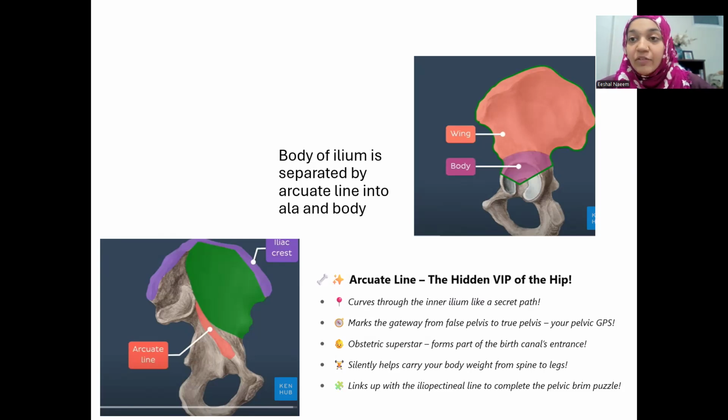So to understand if the woman can have a C-section or she can participate in natural birth, we need to see if the baby's head will be able to pass through the true pelvic cavity. And that is important because the arcuate line demarcates the exact area of the false pelvis to the true pelvis.